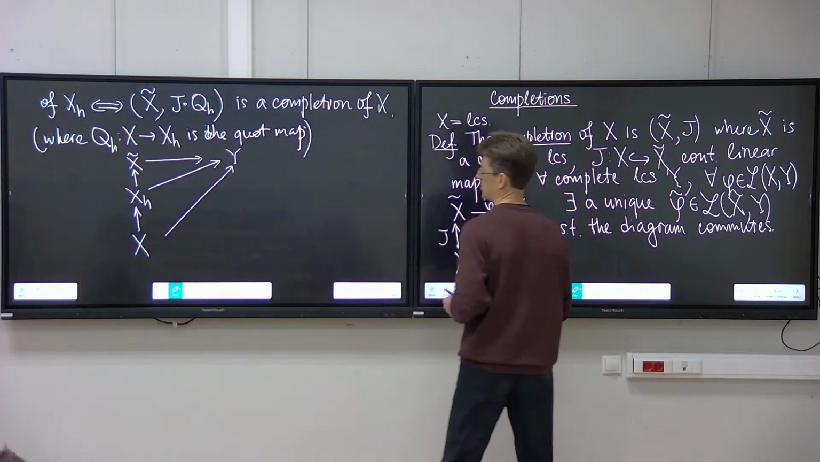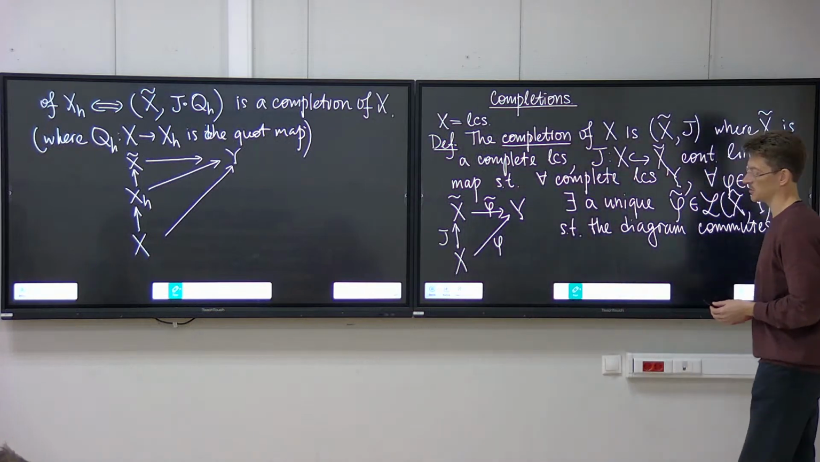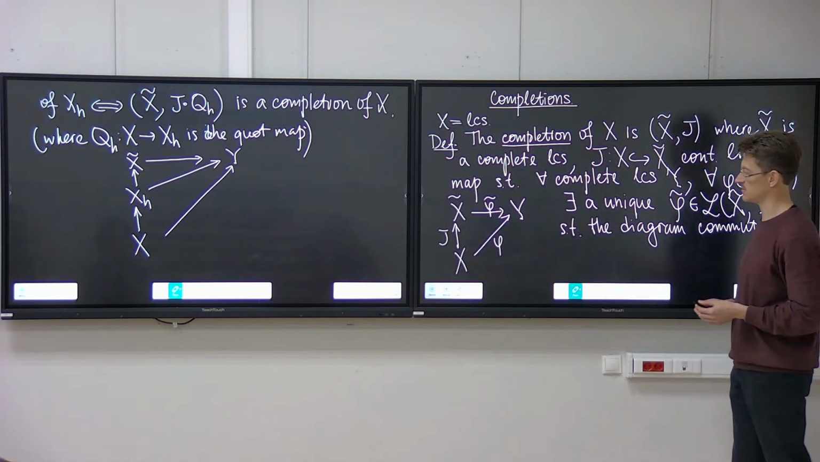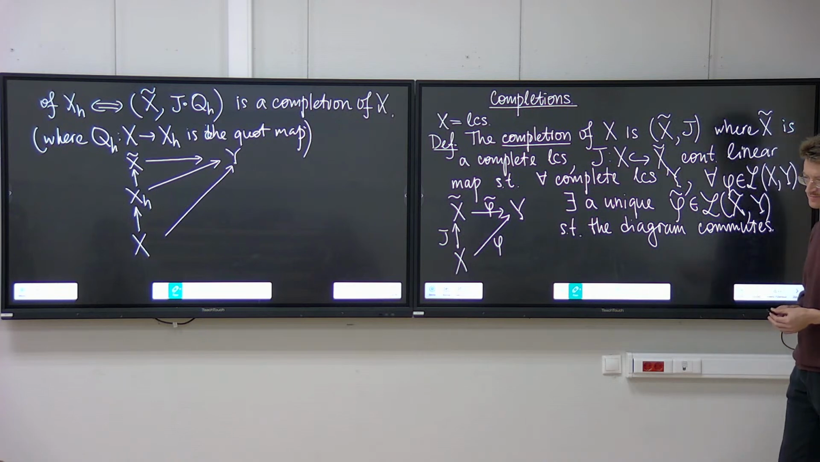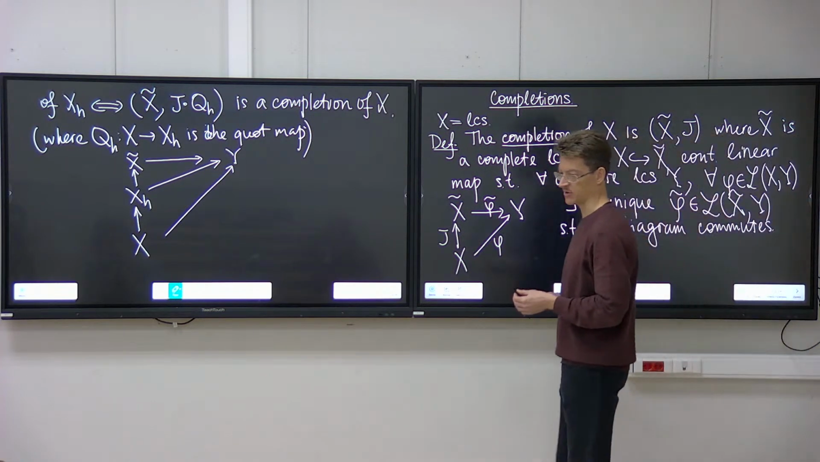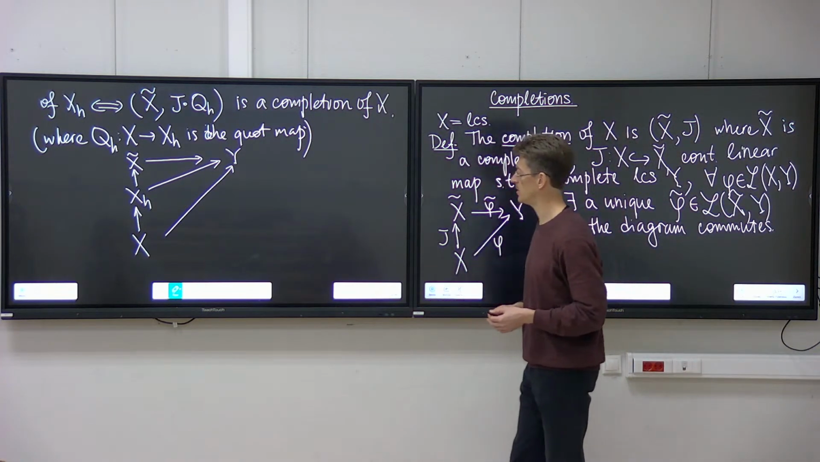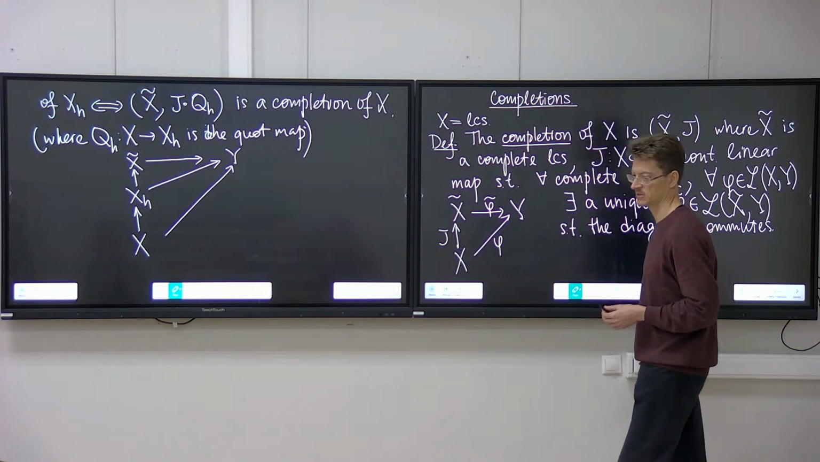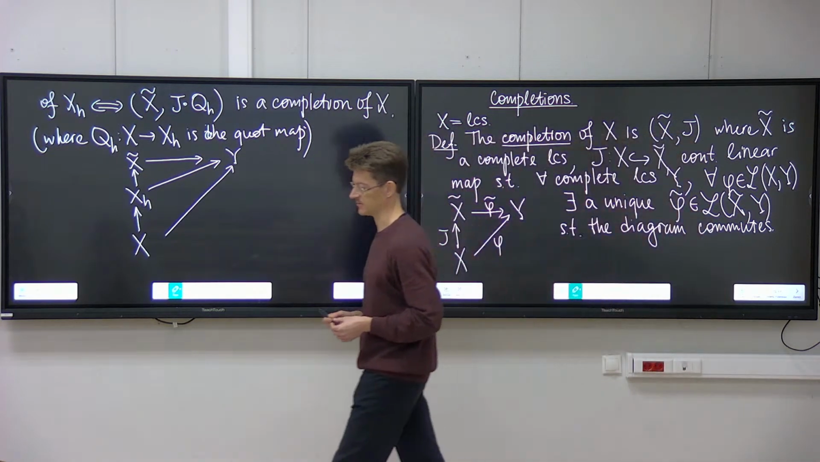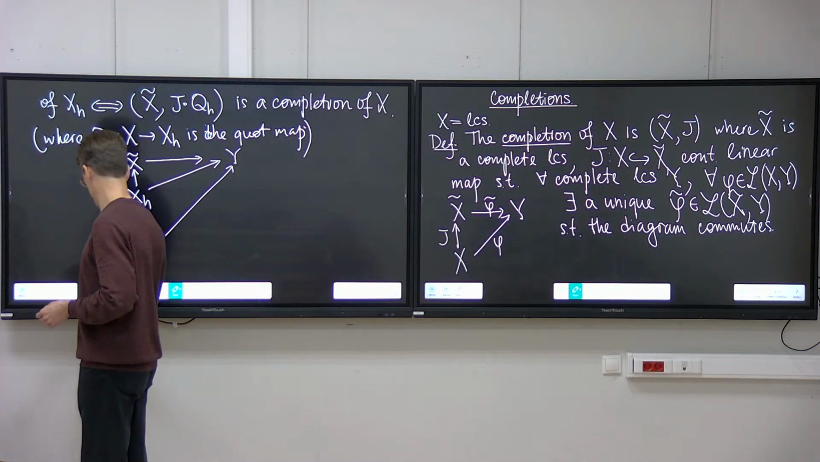So as a result, we see that the problem of constructing the completion reduces to the case where our space is Hausdorff. And at the beginning of the next lecture, we will see how to construct a completion for Hausdorff locally convex spaces. And that's all.